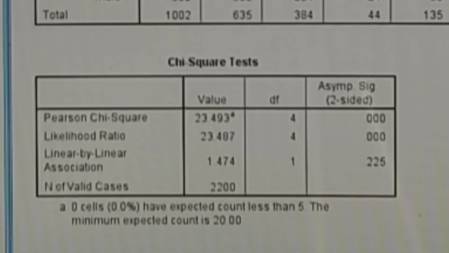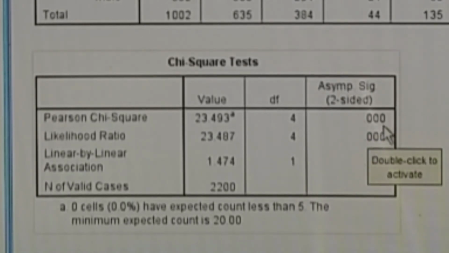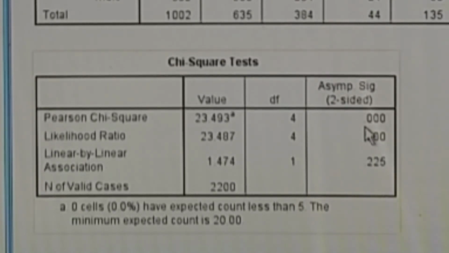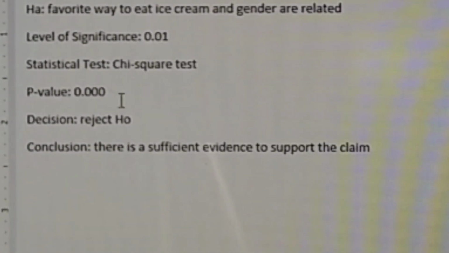Here's the result for the chi-square test for independence in SPSS. We will focus here. As you can see, the p-value was 0.000. It is a very small p-value, that's why we have 0.000 here. Since this is less than the designated level of significance, we reject H0 and conclude that there is sufficient evidence to support the claim.